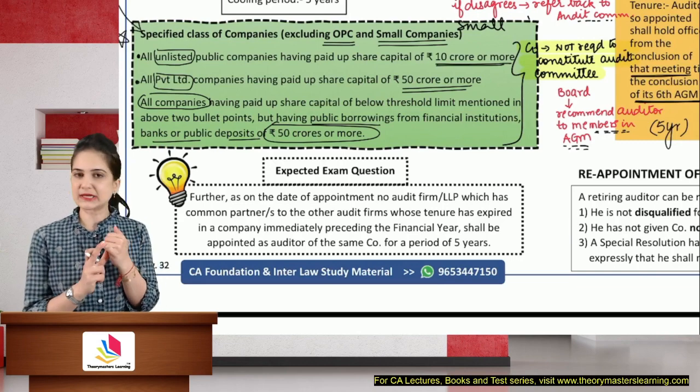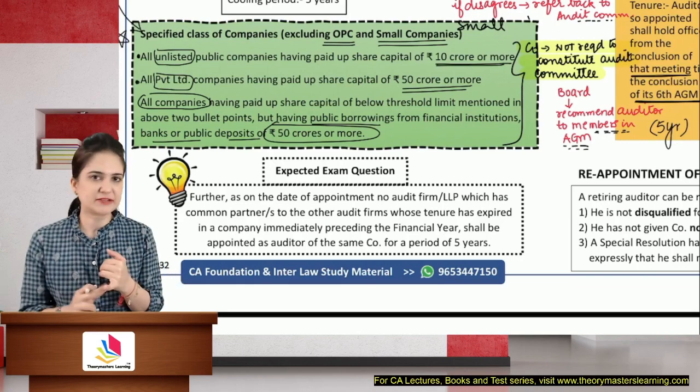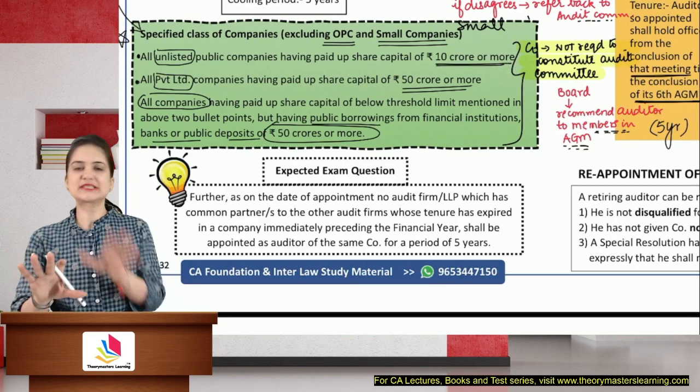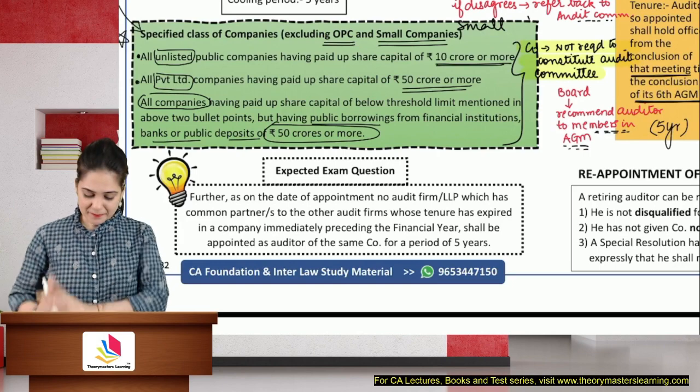If I'm not a listed company, if I am not a specified class of company, then I can appoint an auditor for 5 years, again 5 years, again 5 years, again 5 years. All right.